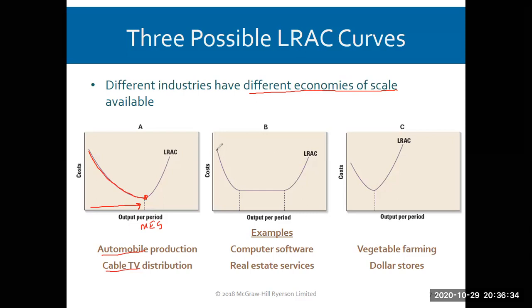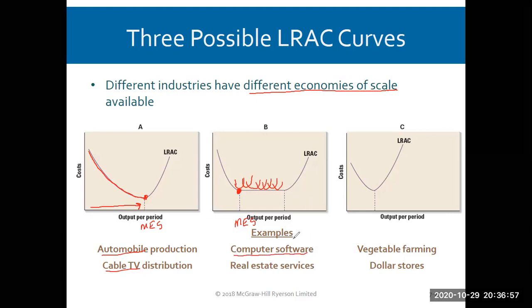Then there are others that really quickly hit MES. Right there is MES, the first time you hit the lowest long run curve. And then a bunch of companies can all compete with each other, at least on cost, because it appears that even if they scale up size, they have the same minimum long run average costs. And those are things like computer software developers.